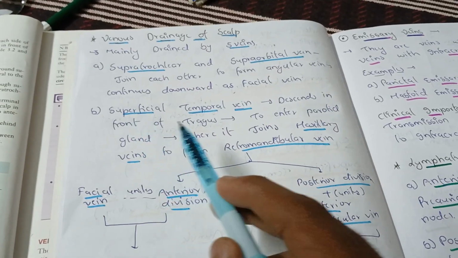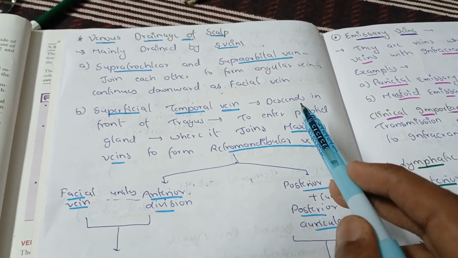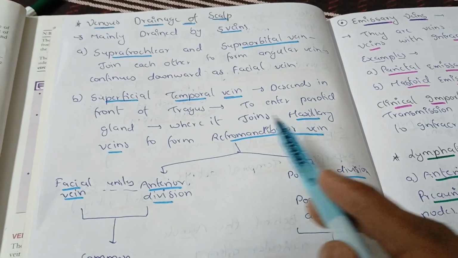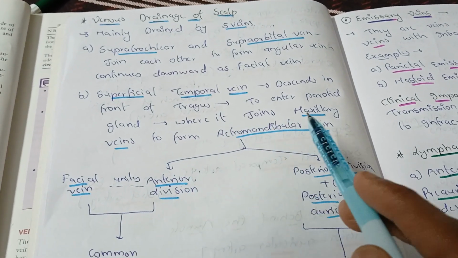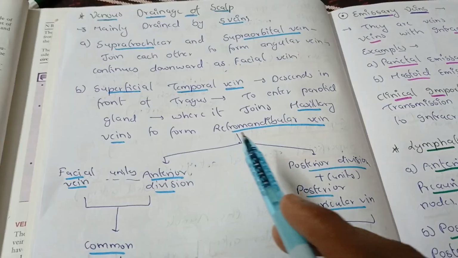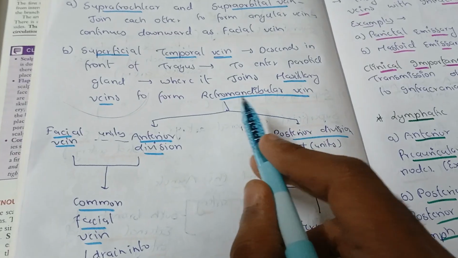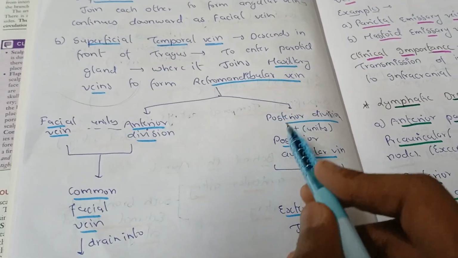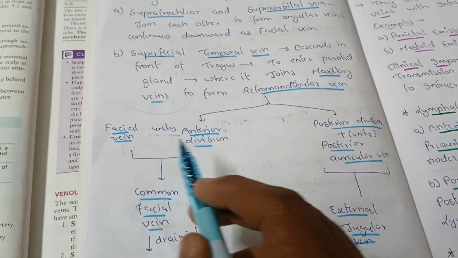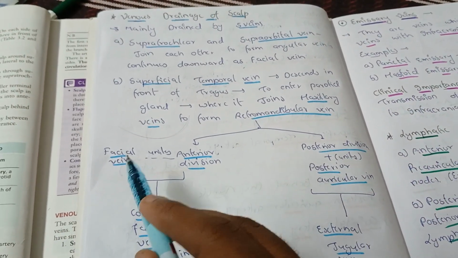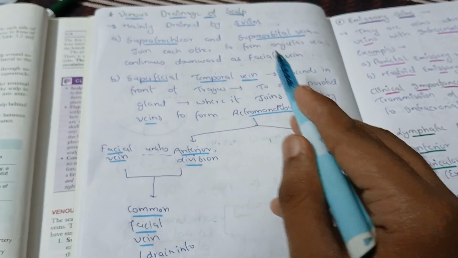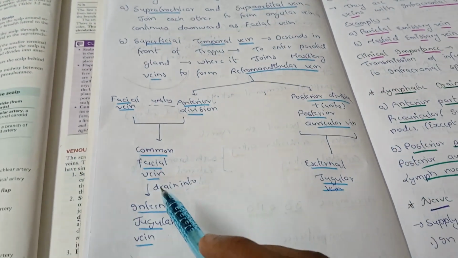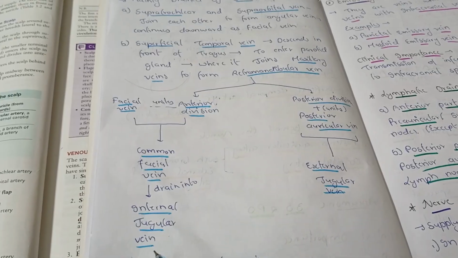Next is superficial temporal vein. It descends in front of the tragus part of the ear to enter the parotid gland, where it joins with the maxillary vein to form the retromandibular vein. This retromandibular vein has 2 divisions, that is the anterior division and the posterior division. The anterior division joins with the facial vein, and formed by these 2 veins, they together form the common facial vein, which drains into the internal jugular vein.